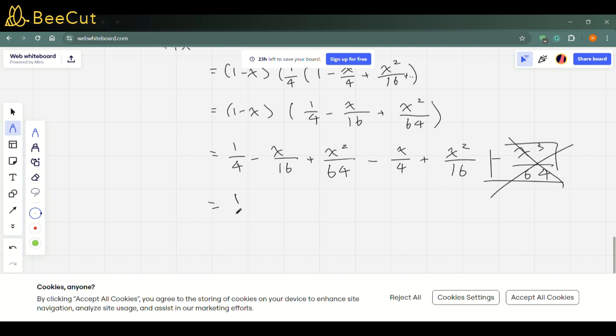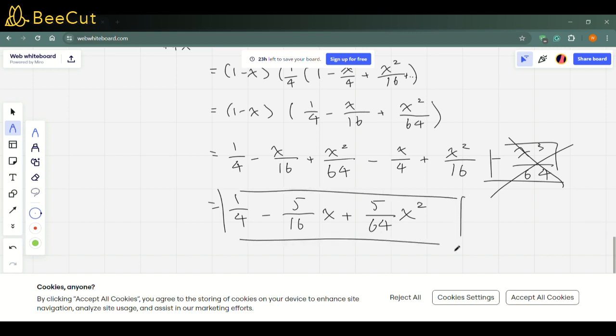But we can combine our first three terms. We get 1/4 minus 5 over 16 x plus 5 over 64 x squared. And that is our answer.